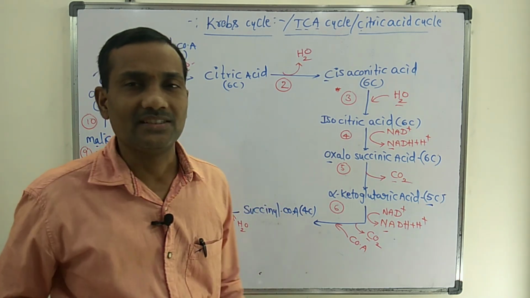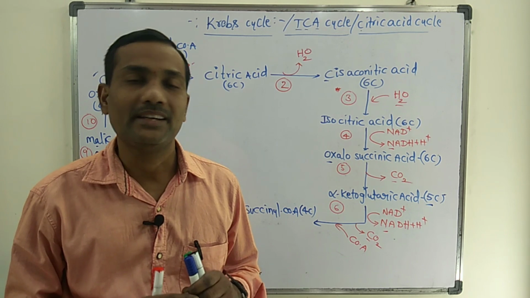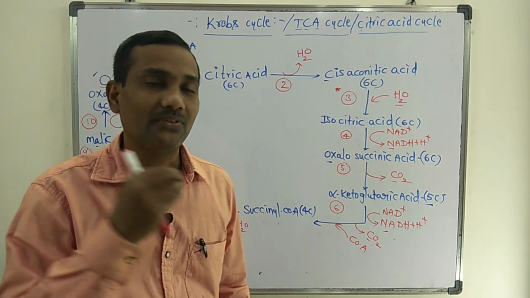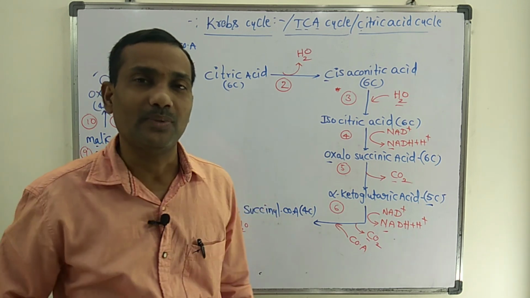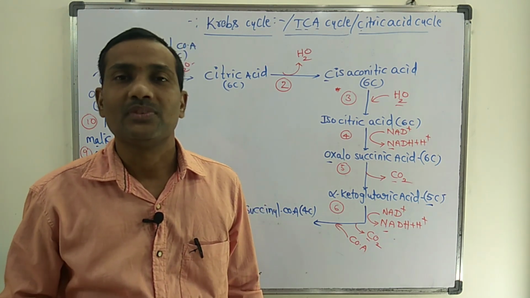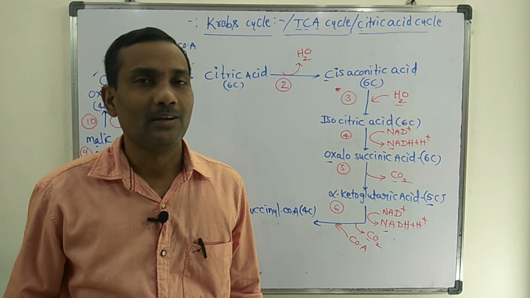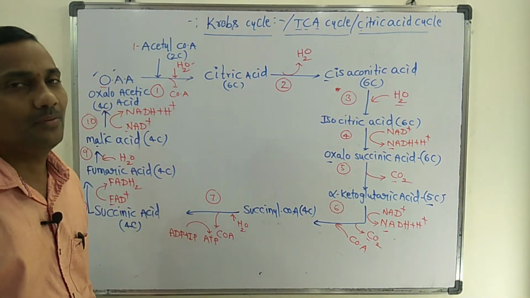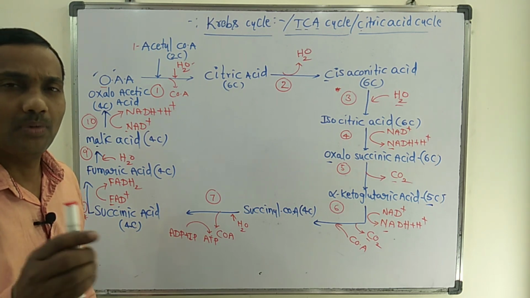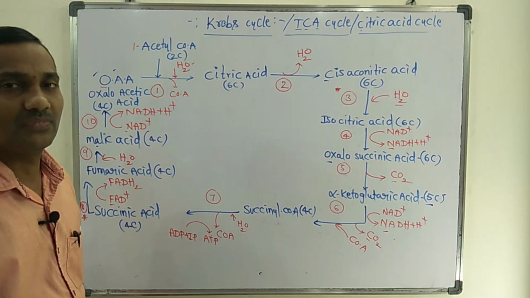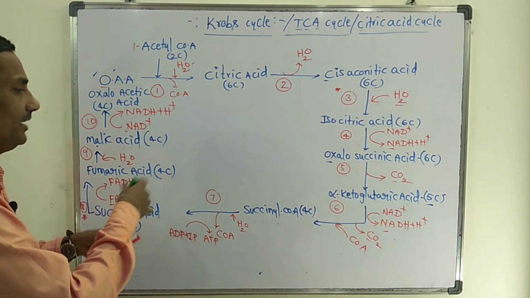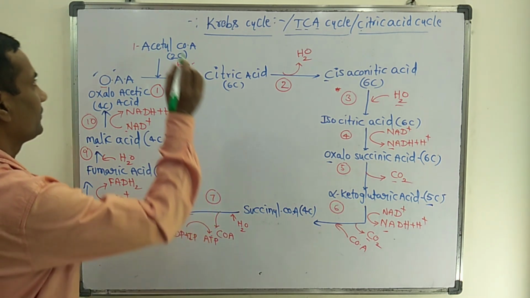All these reactions were discovered by the scientist Sir Hans Krebs. Because of the discovery of all these reactions, he also received the Nobel Prize. All these reactions occur in the matrix of the mitochondria. But the names of the major steps are very important from the examination point of view, so I'll write the step names here.